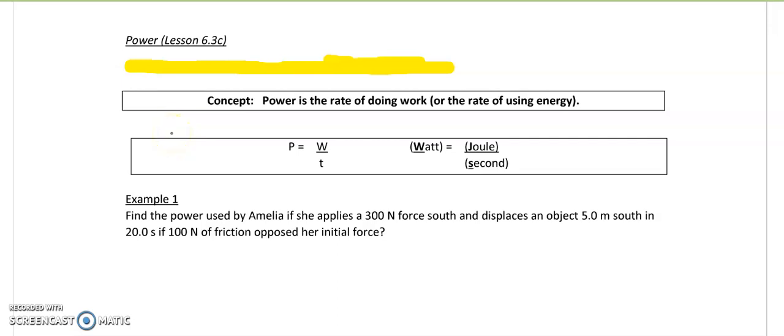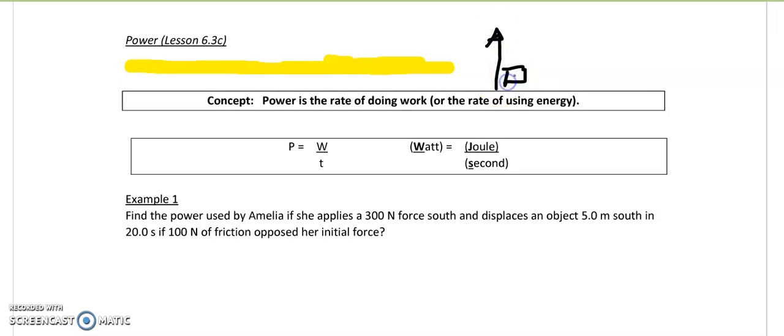Hey, just a quick little lesson for you guys today on power. This is entitled Lesson 6.3c. And now power is really just the rate of doing work or the rate of consuming energy or using energy.